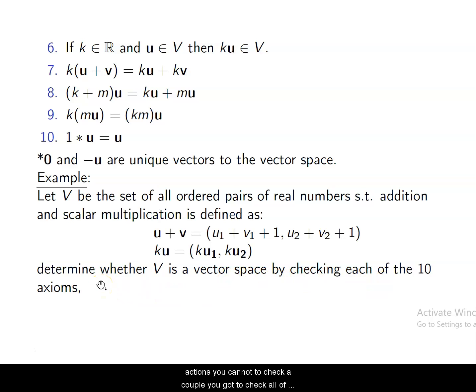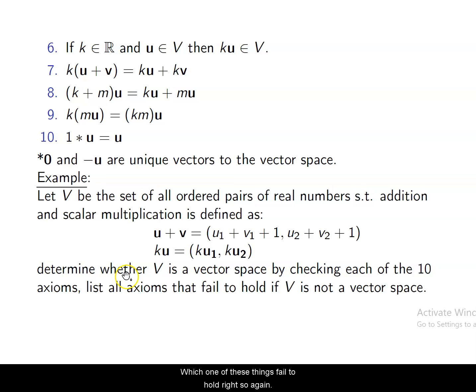You cannot just check a couple. You got to check all of them. Because generally what's going to happen is I'm going to ask which one of these things fail to hold, right? So again, we're going to check all the 10 axioms, and any of the axioms that fail to hold, if any, we will list out. If none of them fail to hold, then this is a vector space.